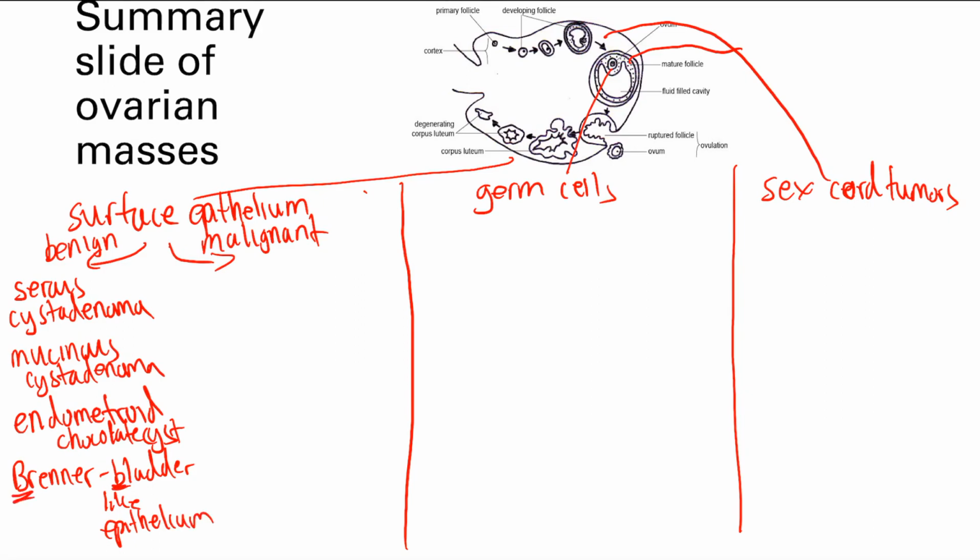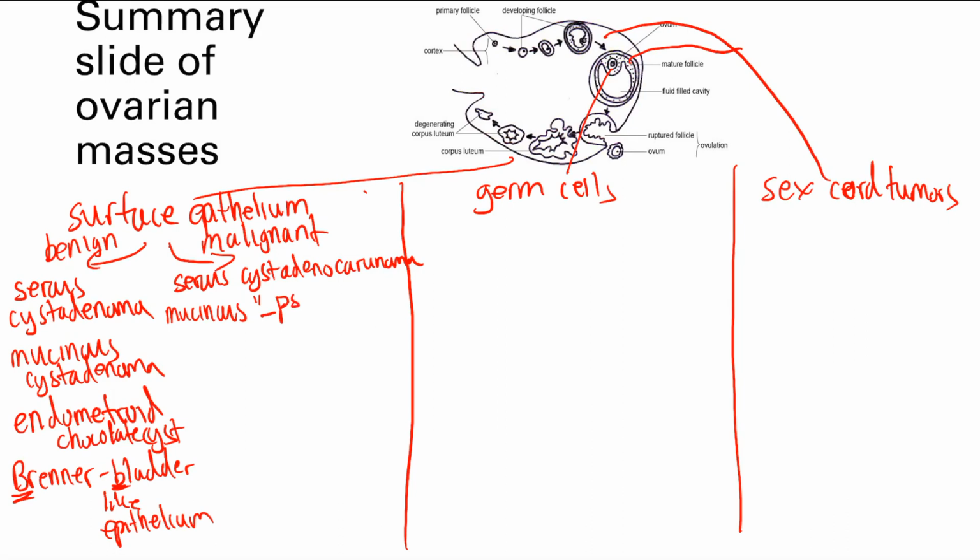Now, the malignant surface epithelial tumors are basically just very similar. It's just instead of cystadenoma, now you have a serous cystadenocarcinoma. And these malignant cysts are complex, so they're not just that simple circle filled with black. There's lots of septations and all those other things.